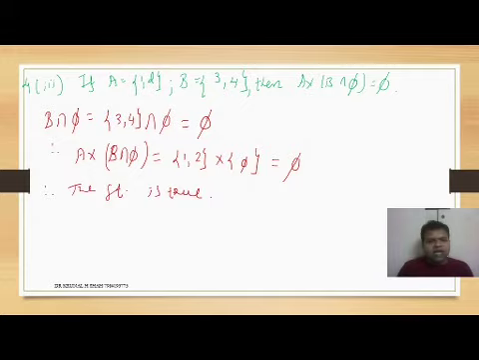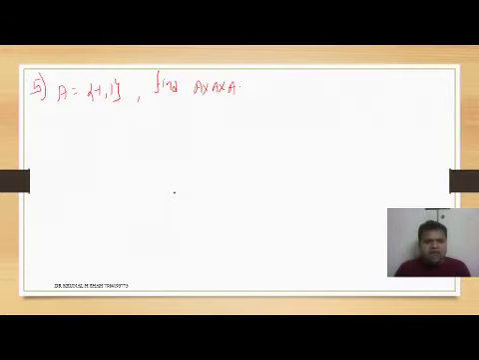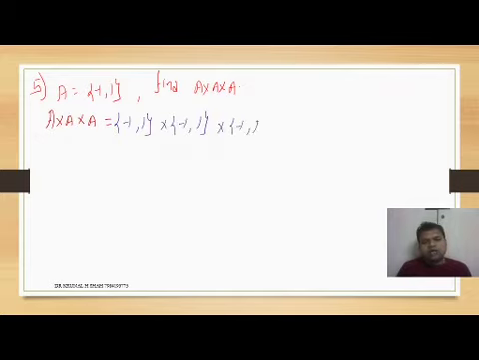Okay, let's start with the next question, number 5. If A equals to {-1, 1}, find A cross A cross A. So here, A cross A cross A, that is equals to, what will be this? So this is equals to what? {-1, 1} cross {-1, 1} cross {-1, 1}.